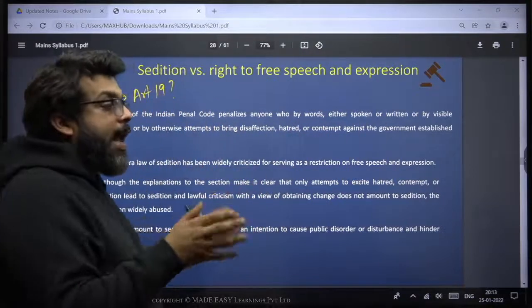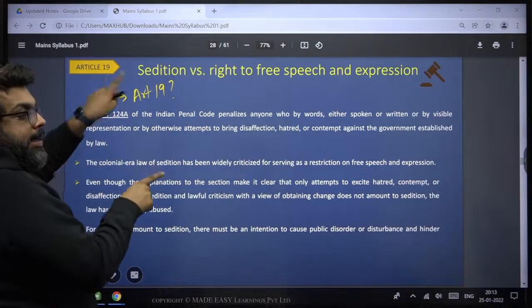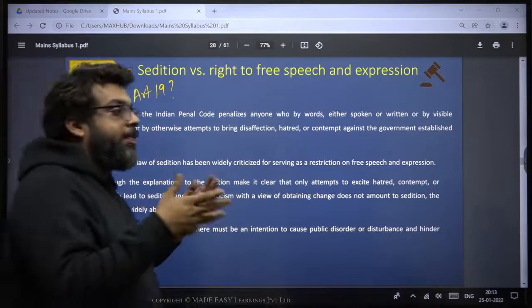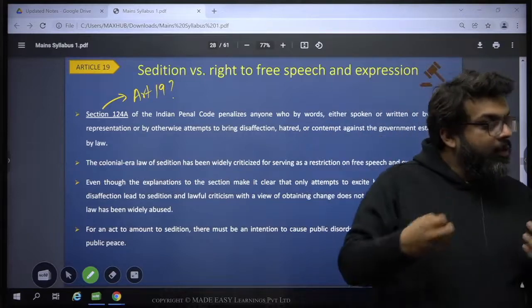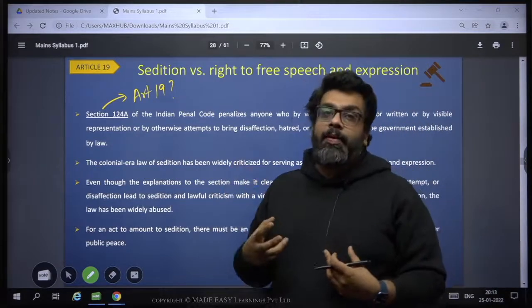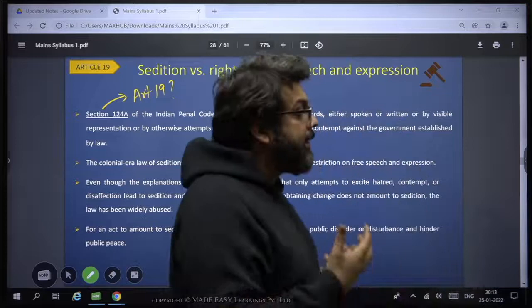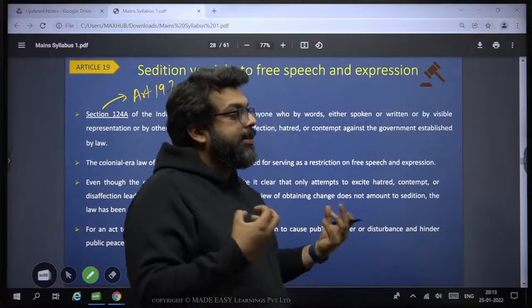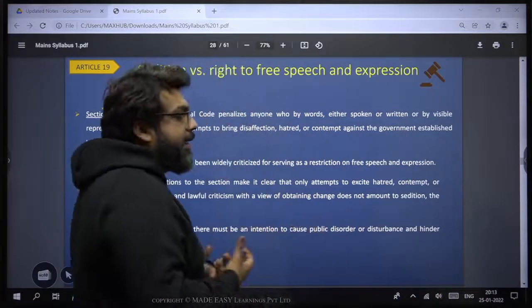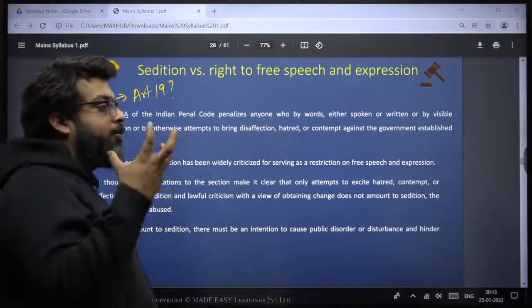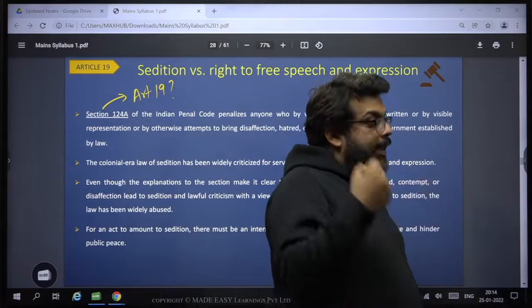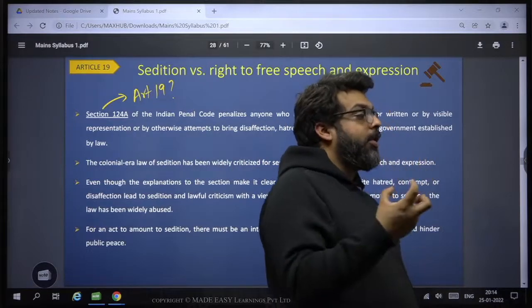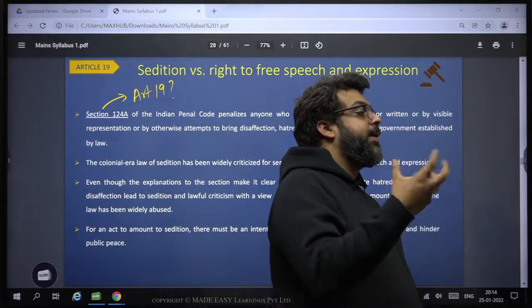Which is why, as much as this is a legal issue, it also happens to be an ethical issue. So you can actually quote sedition as an example in your ethics answers as well, on conflicts of governmental actions. On one hand, you want to preserve the harmony of a society, and on the other hand, you have to make sure that the people have the right to speak their minds.